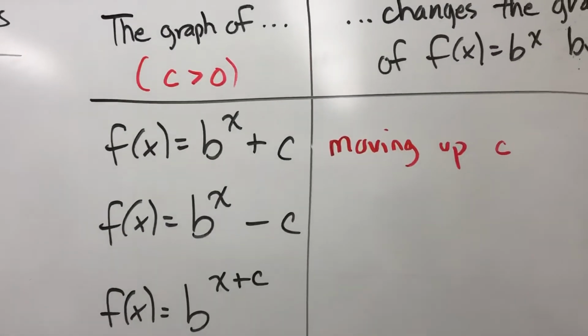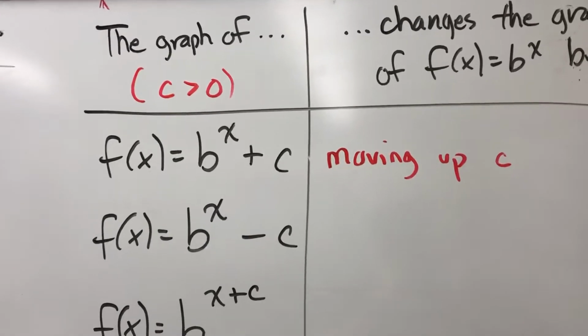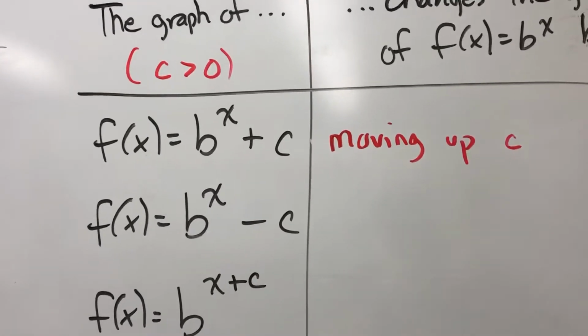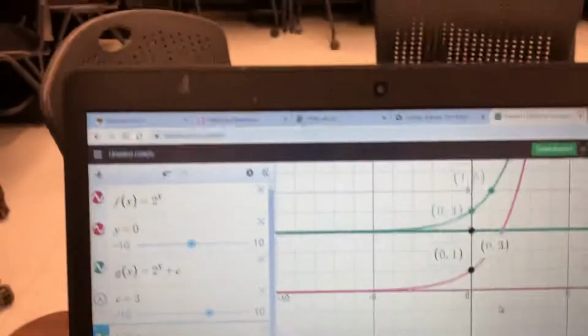Speaking of minus c, if we add a number to the end, it moves the graph up. So what do you think happens if we subtract? Your instincts would be correct if you're saying it moves it down, but let's just not guess. Let's get some evidence to back it up.